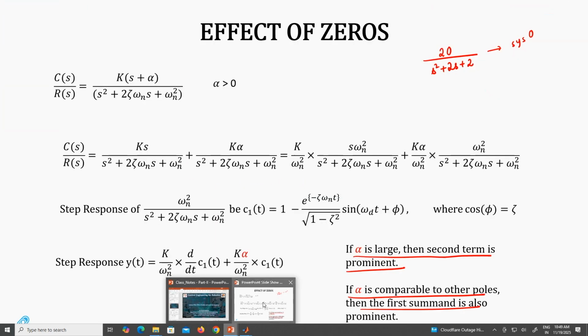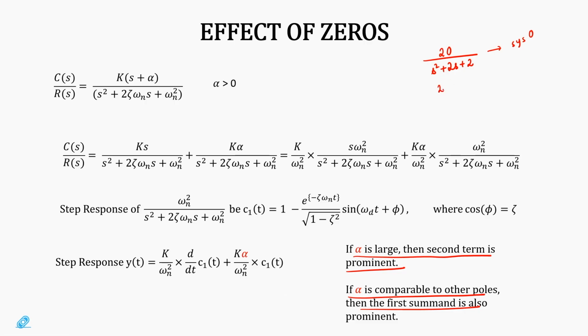So, let us write it down. 20s plus 20 over s square plus 2s plus 2, 4s plus 20 over s square plus 2s plus 2, and then we have 2s plus 20 over s square plus 2s plus 2. What are the poles of the system? In this case the poles of the system are minus 1 plus minus j, because the roots of the denominator in this case are minus 1 plus minus j.